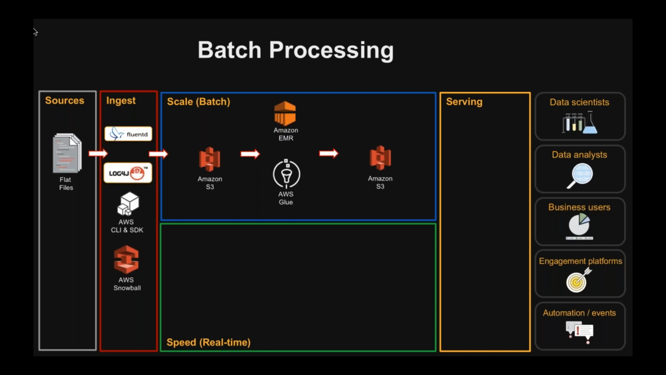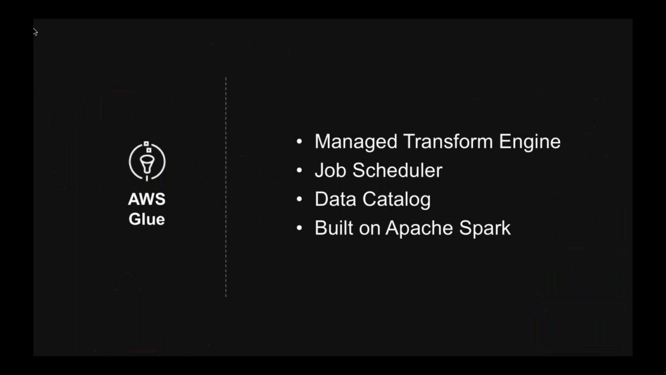When we see that, often we look at that as an opportunity to introduce a managed service to take some of that heavy lifting off you. So Glue is designed to be that kind of transformation as a service piece. It's going to be a managed transform engine. It's going to have a job scheduler built in, and also a data catalog, so you can see where data has come from and where it's going. And it's built on Apache Spark.